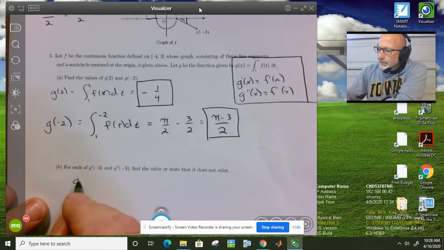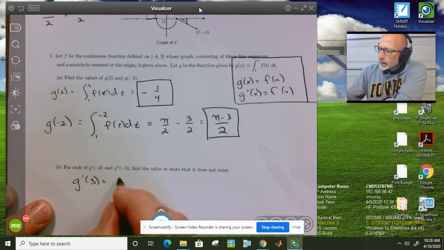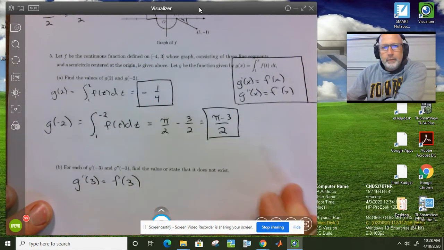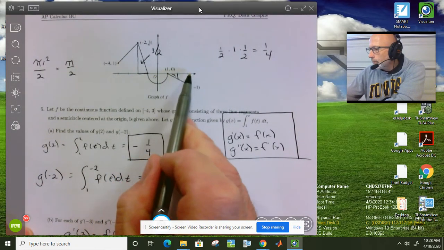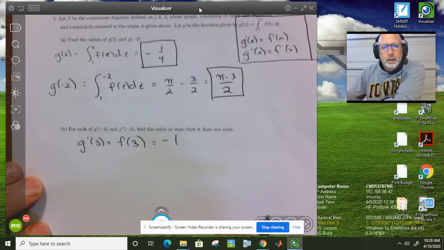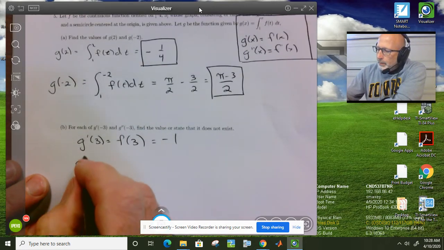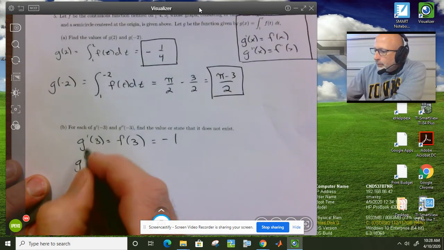So here I need to find g prime of 3. Well, by my toolbox, that's just equal to f of 3. Okay, and if I go up to the graph up here, I have f of 3. So I have 1, 2, 3. So I'm at -1. Okay. Then I have to do g double prime of, oh shoot, I did the wrong one. It's supposed to be -3.